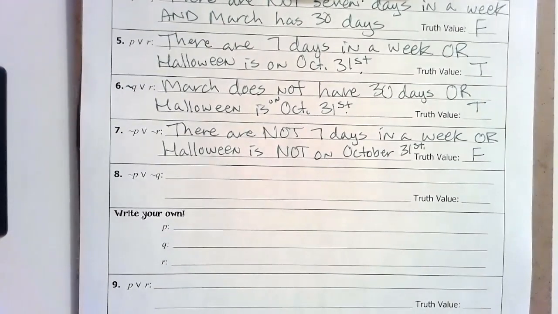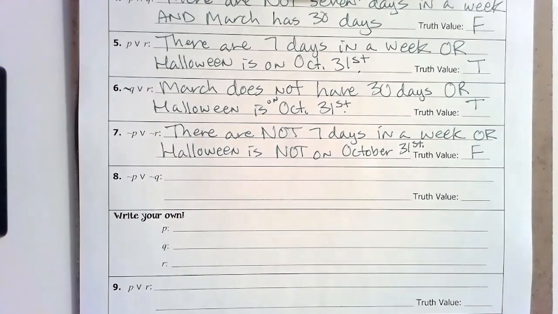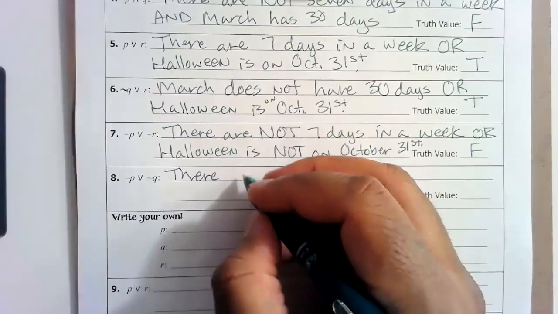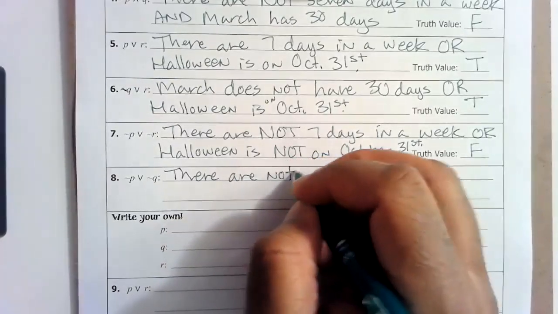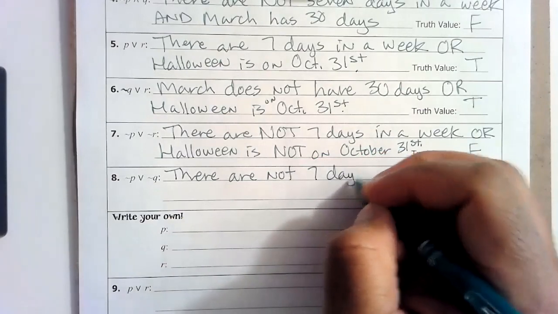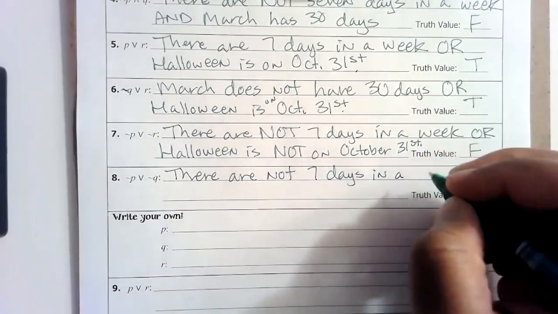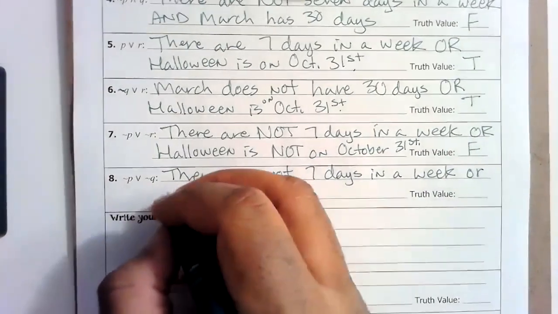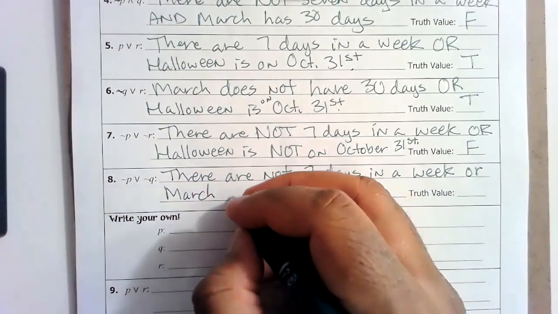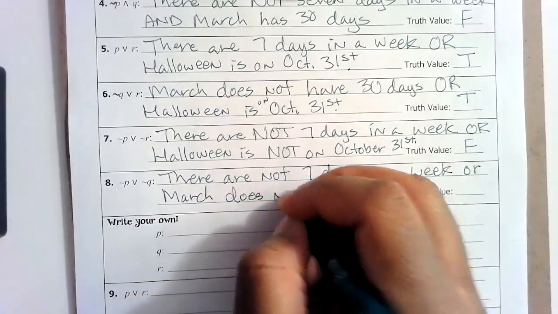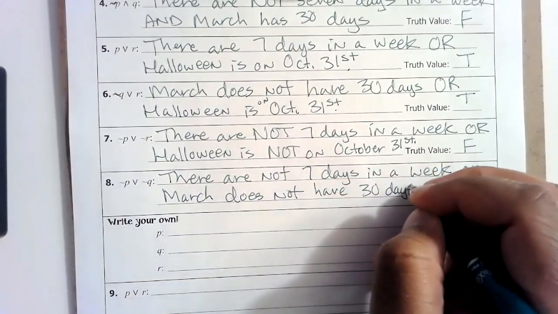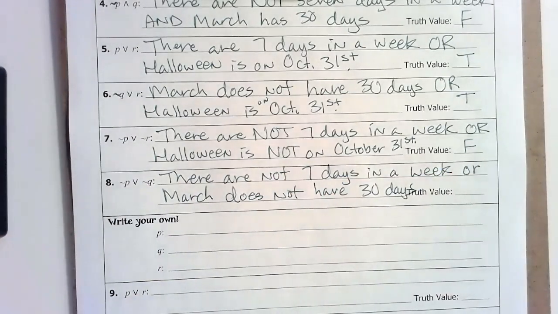All right, last example here. Number 8, we have a negation of P and a negation of Q. So let's go ahead and write this out. So we're going to have: there are not 7 days in a week, or March does not have 30 days. Okay, barely fit that one in here.